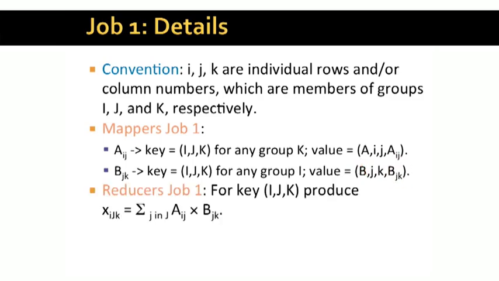The reducer for key IJK takes all the elements it has received and sorts them by the row little i of A and the column little k of B. That row-column pair gives us the output element to which the contribution is to be made. It then sums over all little j, the product of A_ij times b_jk. We'll call the result x sub IJK. Notice that i and k are row and column, respectively, while capital J is a group.